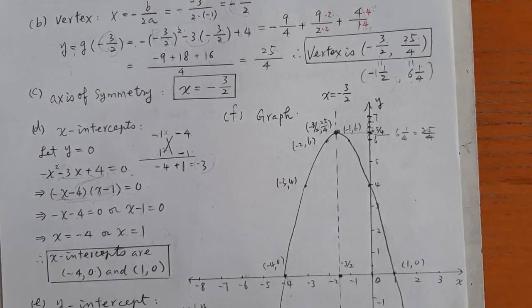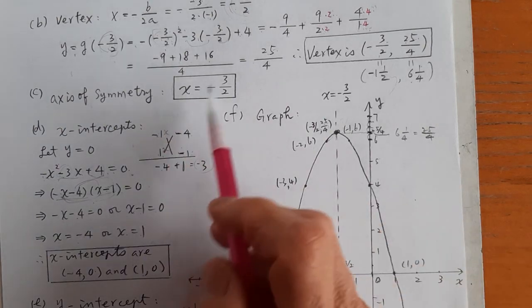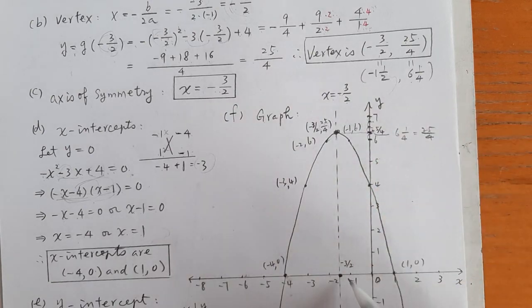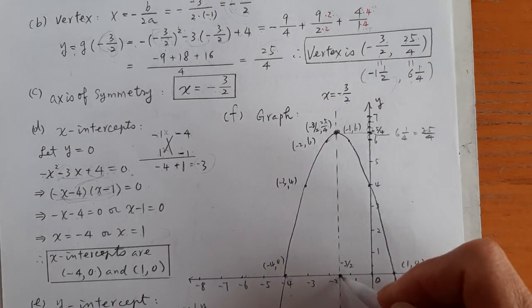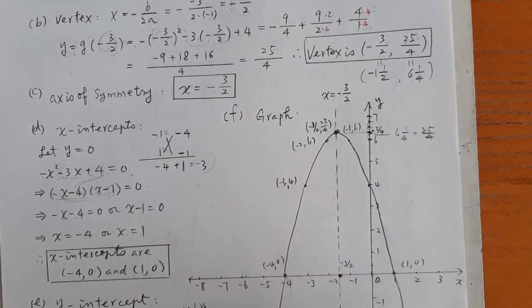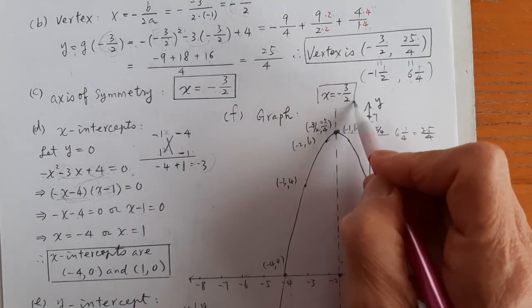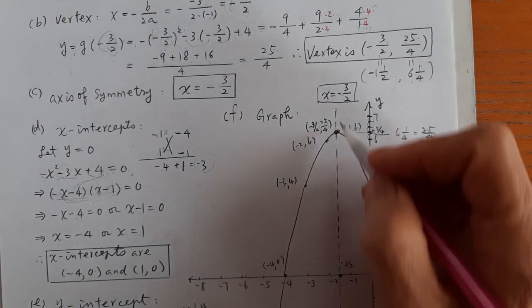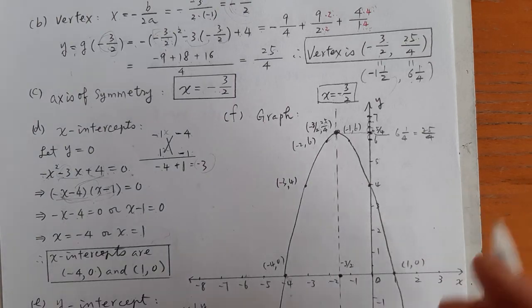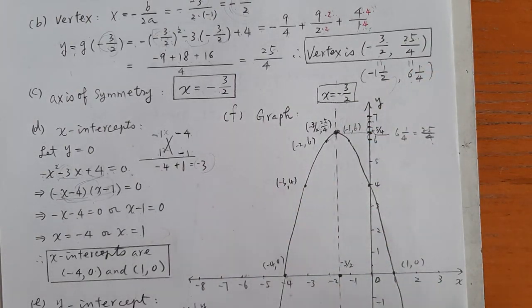Then we draw the axis of symmetry, which is x equals -3/2, or -1 and 1/2. Through this point, draw a vertical line. That's the axis of symmetry. The graph is symmetric about this vertical line.